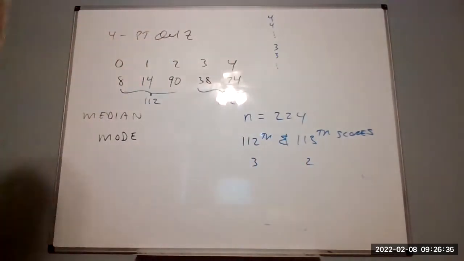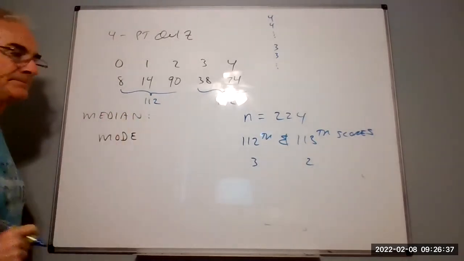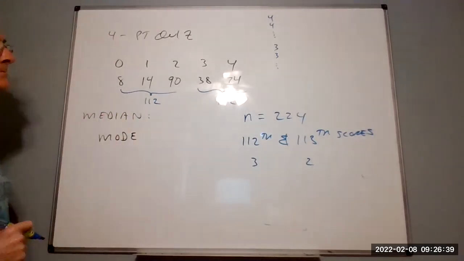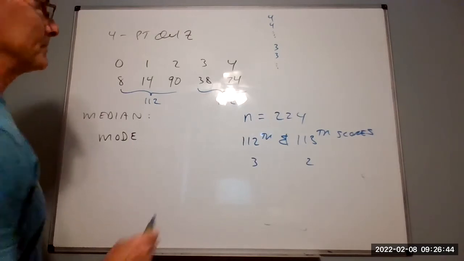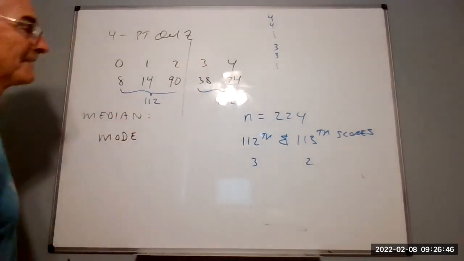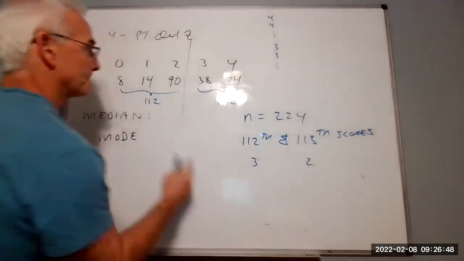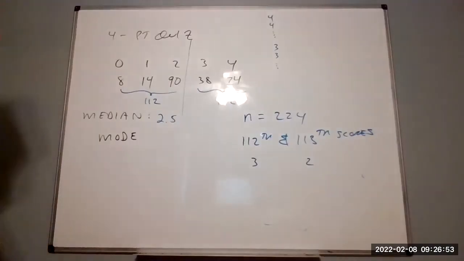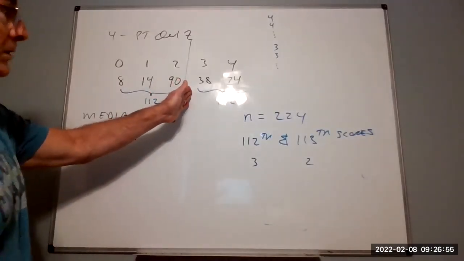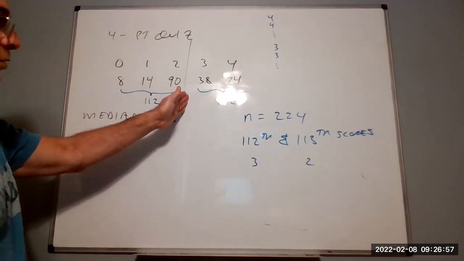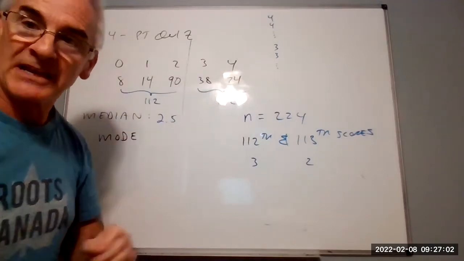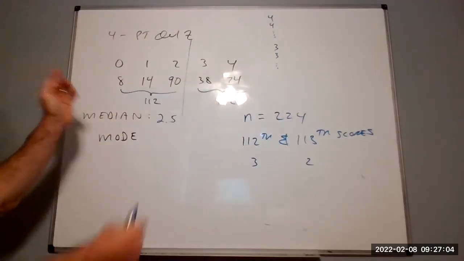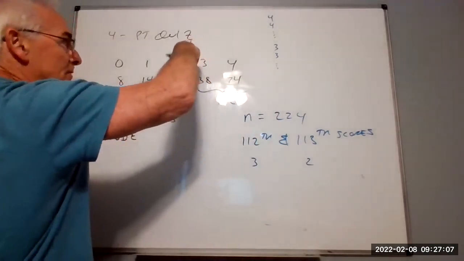Can anyone tell me what my median is then? Anyone? What's my median? Just 2.5. Exactly 2.5, because exactly half the scores are below that and exactly half the scores are above that. I made it kind of convenient. Exactly half the scores are 3s and 4s. Exactly half the scores are 0s, 1s, and 2s. So I take halfway between the 2 and the 3.